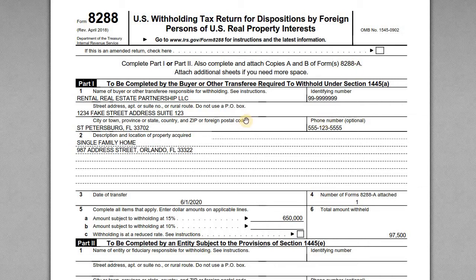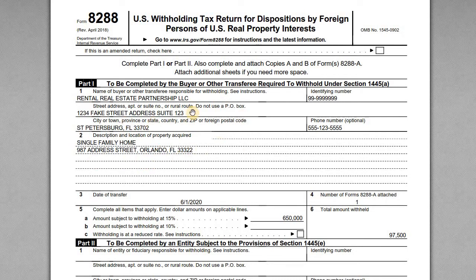So in this example, we have a real estate investment partnership. So it's an LLC filing a Form 1065 every year, a real estate partnership based out of Florida, and they are buying a piece of property that's owned by an individual who lives in Germany. But this guy bought the property in Orlando. He used it as a vacation home.